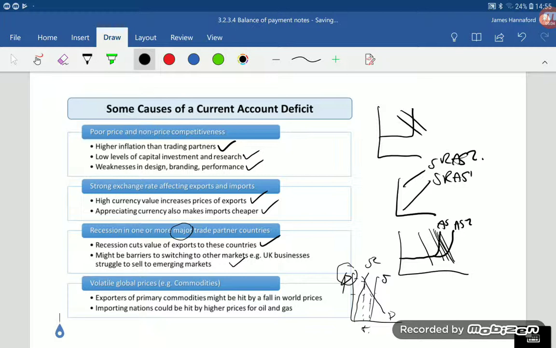Finally, importing nations could be hit by higher prices for oil and gas. This is really important because if the UK, for instance, is purchasing gas from Russia or oil from Nigeria and these prices increase, well, they're an essential input in the production of goods and services in this country. Think about it. Even plastic chairs, for example, or something like nylon requires oil somewhere along the lines in the process.